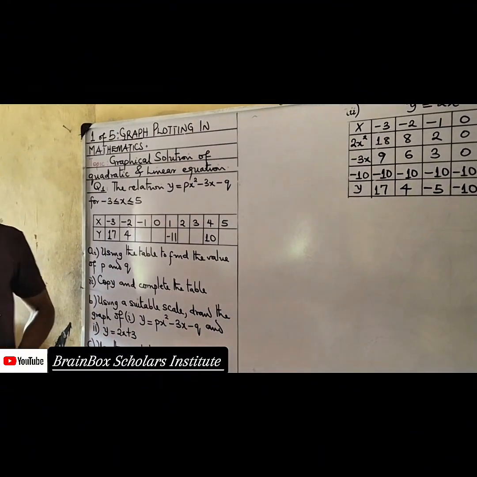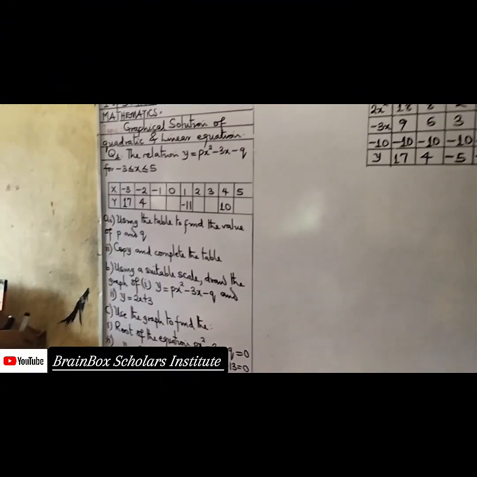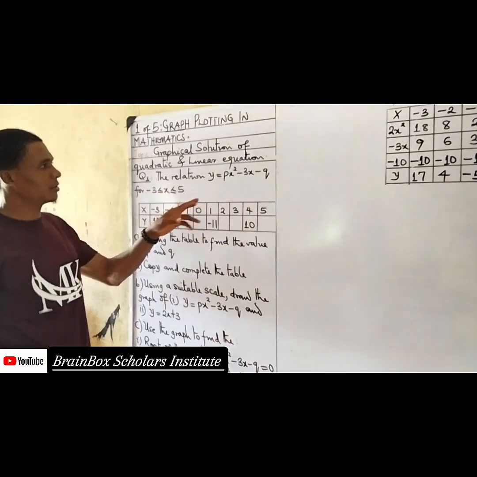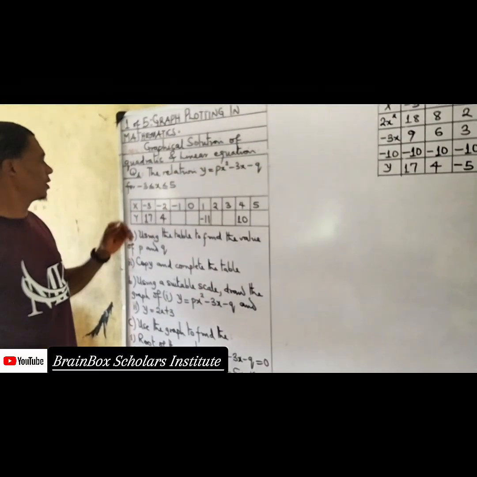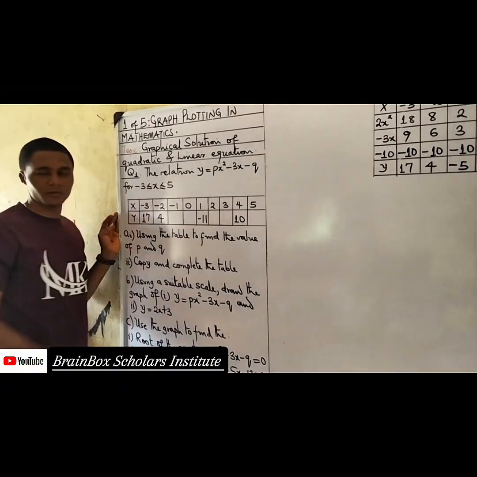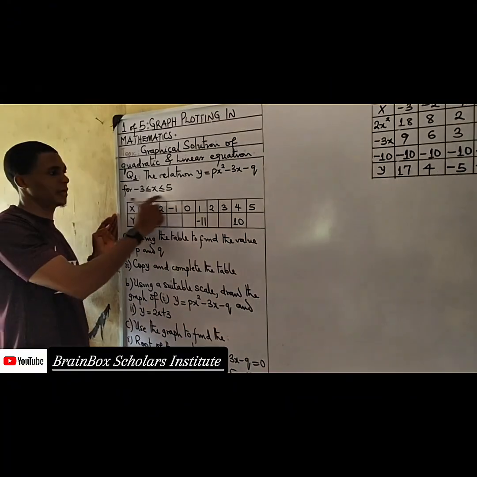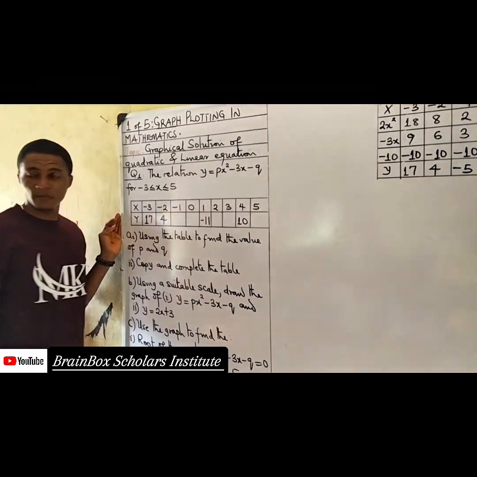Alright, let's pay attention please. Now the question says the relation y is equal to ps squared minus 3s minus q for minus 3 less than or equal to s less than or equal to 5. So this is the range for the x. That means s is ranging from minus 3 to 5. Are we there?